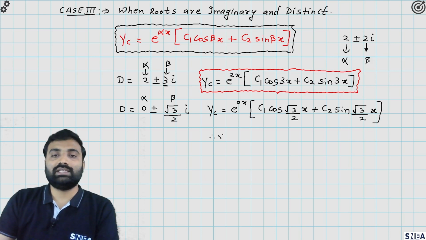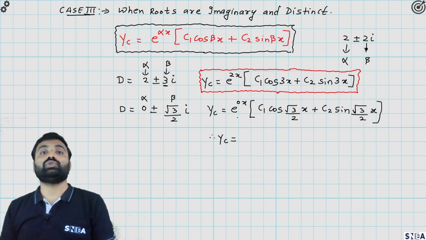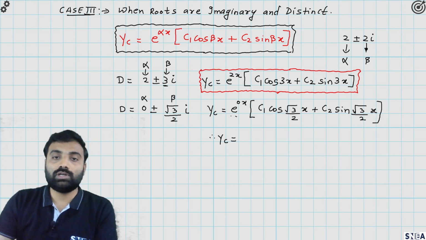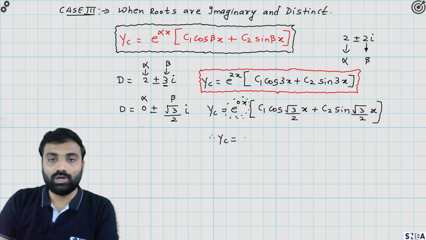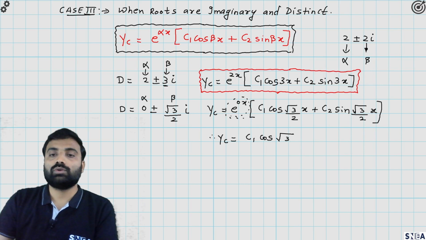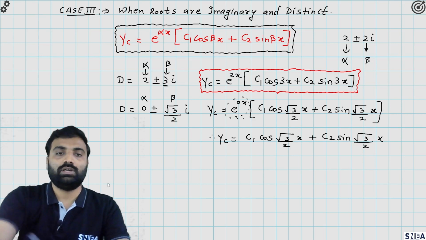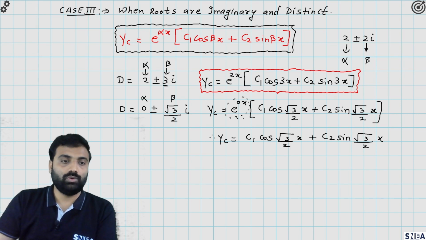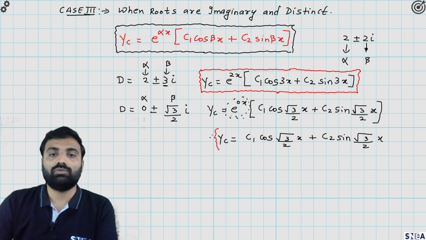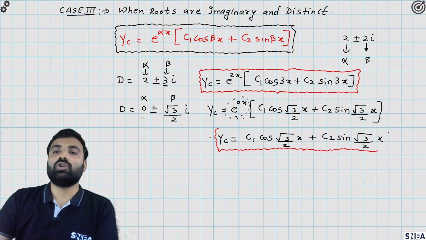But what is anything raised to 0? Anything raised to 0 is always 1. So this whole term, e raised to 0x, will get replaced by 1. 1 into this whole will be only this one, c1 cos root 3 by 2x plus c2 sin root 3 by 2x. Okay, so this is the answer of yc when the roots are imaginary but non-repeating.